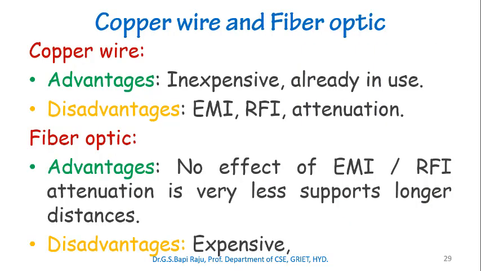Next, copper wire and fiber optic. If you look at the differences between these two, copper wires are inexpensive and of course already in use for a long time. The only disadvantage is that it causes EMI as well as RFI, so more attenuation. In the case of fiber optic, there is no effect of EMI or RFI, and attenuation is very low, so it supports longer distances. But the only disadvantage is that it is expensive.